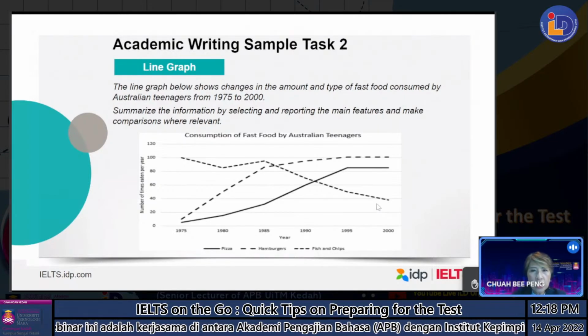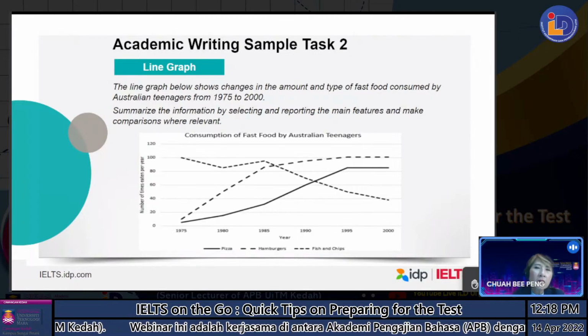And also you need to pay attention to the writing mechanism. You need to have the proper format. You need to write in paragraphs, not in point form or bullet form or numbers. You need to write in paragraphs, meaning you need to have the introduction, the body, and the conclusion.